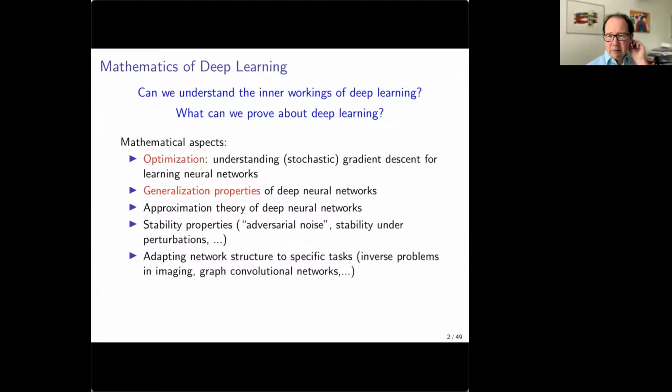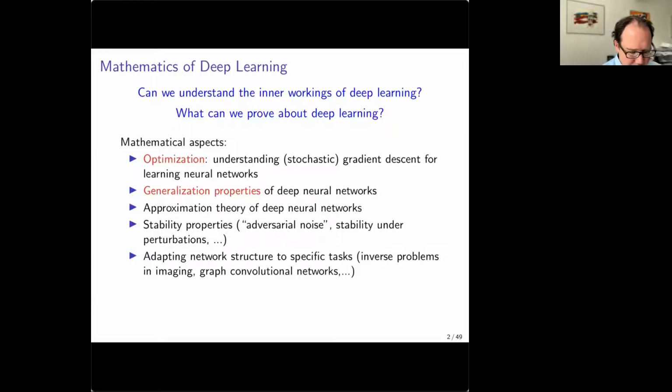And there are several mathematical aspects, I would say. One is the optimization aspect. So understanding the optimization methods for learning neural networks, and these are usually gradient descent or stochastic gradient descent, so mostly actually stochastic gradient descent. And what are generalization properties of deep neural networks? So, I mean, we learned this on a particular set of data, but then of course we want that they also perform well on new data that we haven't seen yet.